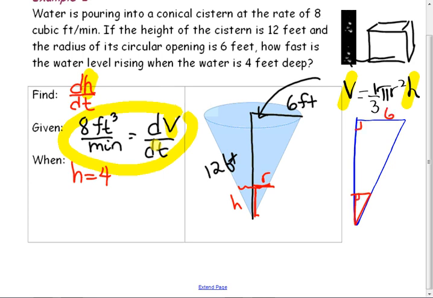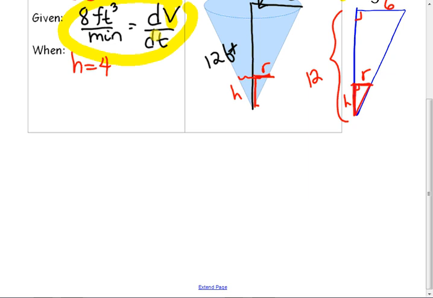This is 6. This whole thing is 12. This is H. It's not a constant. And this is R. Do you remember similar triangles? Nope. R is not a constant. H is to 12 as R is to 6. But where's the common mistake?